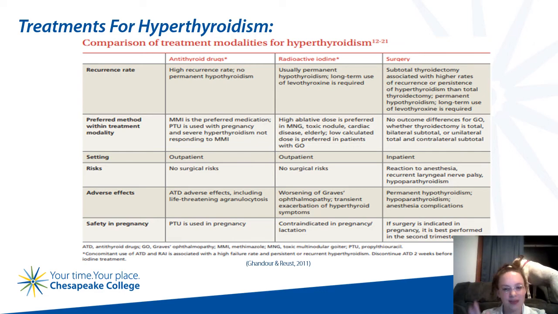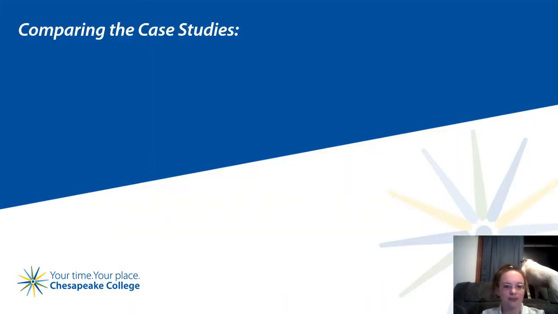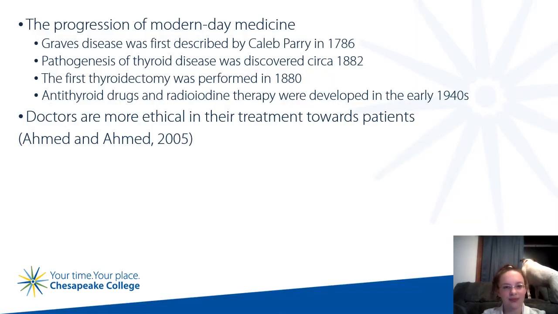This chart lists possible treatments for hyperthyroidism, like antithyroid drugs, radioactive iodine, and surgery. So now it is time to compare these two case studies. There is a stark difference between these two cases in terms of possible treatments. They attempted to treat Tarare with opium and tobacco pills, whereas the old man from the other case study could have been treated with antithyroid drugs, radioactive iodine, or surgery.